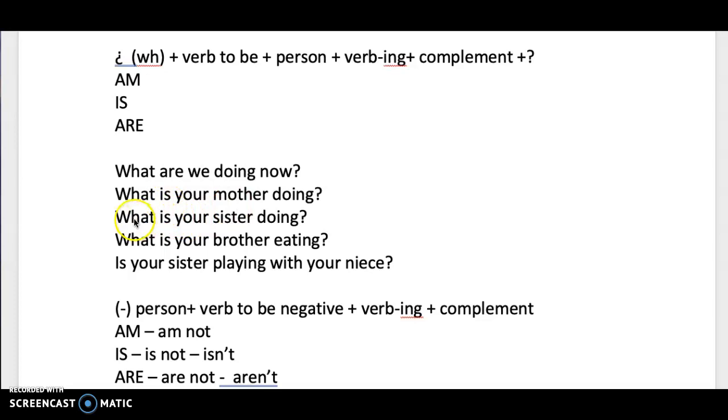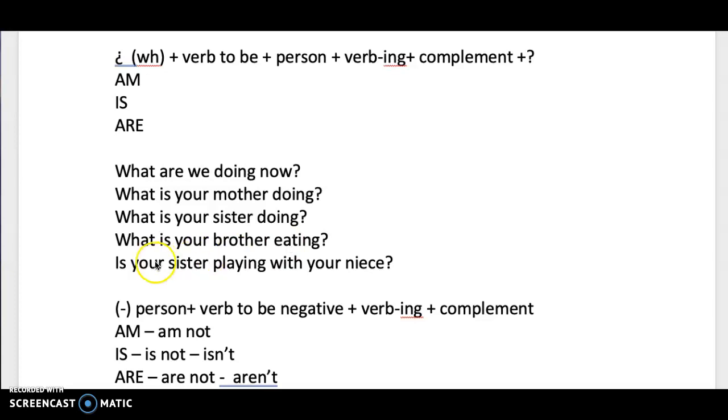Okay? What is your sister doing? I don't know. What is your brother eating? Now, my brother is eating hamburger. Yes, he is eating hamburger.